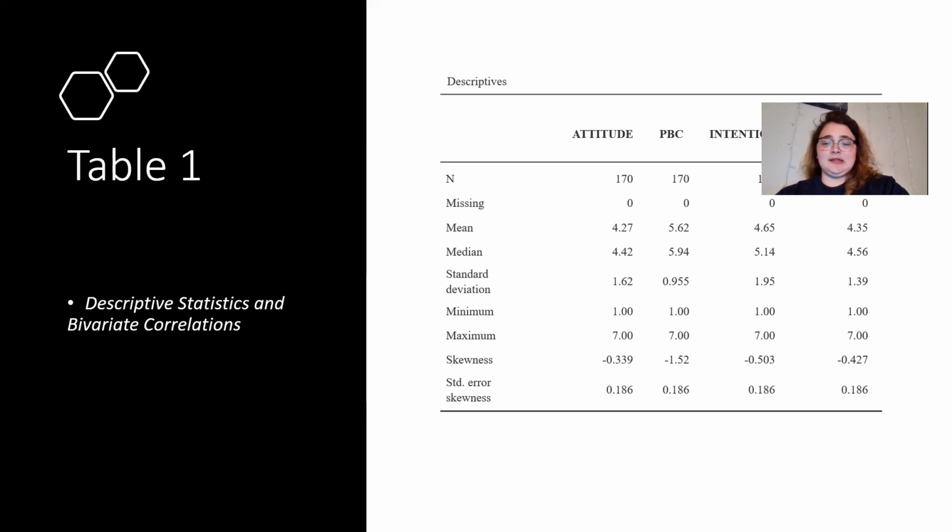The minimum and maximum doesn't tell us much here. It just shows that the minimum would be not likely at all, while the maximum would be completely likely or very likely. Pardon my language. And then the skewness you can see here is what our graph would look like based on the results here. And this table just shows the descriptive statistics and the bivariate correlations that are coming up.